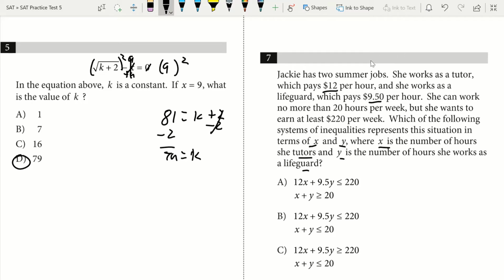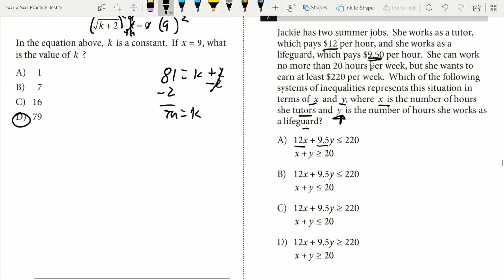Alright, well, when she works as a lifeguard, y is the number of hours she works there, and she makes $9.50 working as a lifeguard. So I'm going to have 12x, because she earns $12 per hour working as a tutor, and x is the amount of hours she does tutoring. 12x plus 9.5y has to be greater than 220. This one says less than, so that one's out. This one says less than, so it's out, because it says that she wants to earn at least $220. So these two are in because they each have that, and then x plus y has to be less than 20 because she doesn't want to work more than 20 hours. So our answer is going to be C.